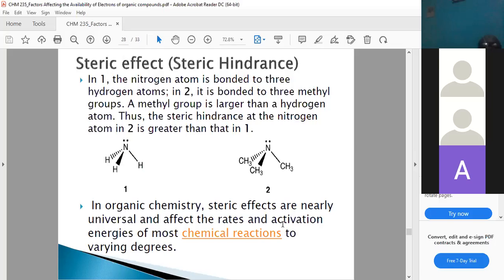You can also see another example here, ammonia and trimethylamine. Consider that in ammonia you have 3 hydrogen atoms, but in trimethylamine you have 3 methyl groups. These 3 methyl groups are what prevent the lone pair of electrons from forming a bond with a proton. And that is why trimethylamine is a weaker base. It's even weaker than ammonia itself.